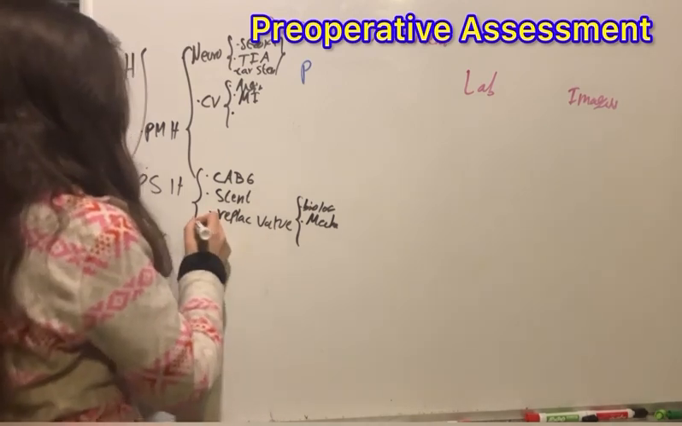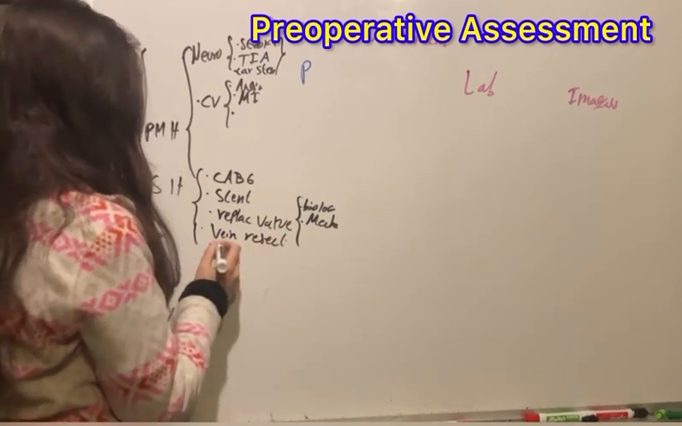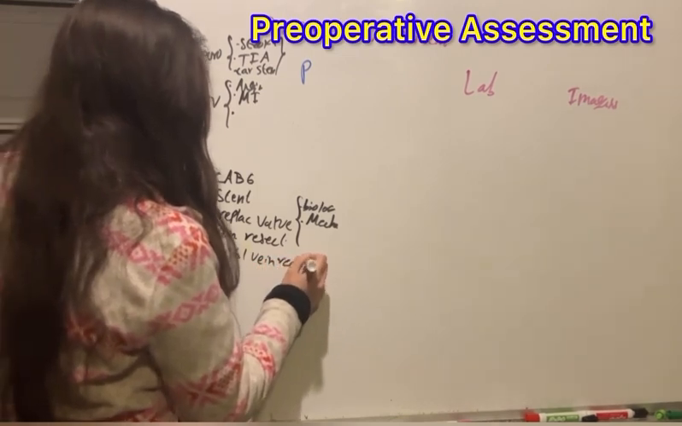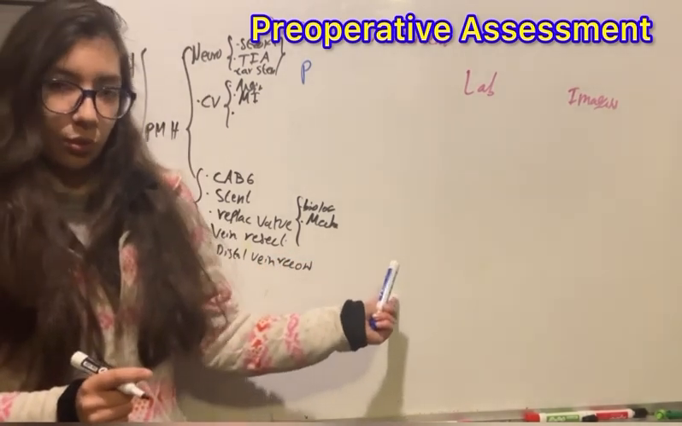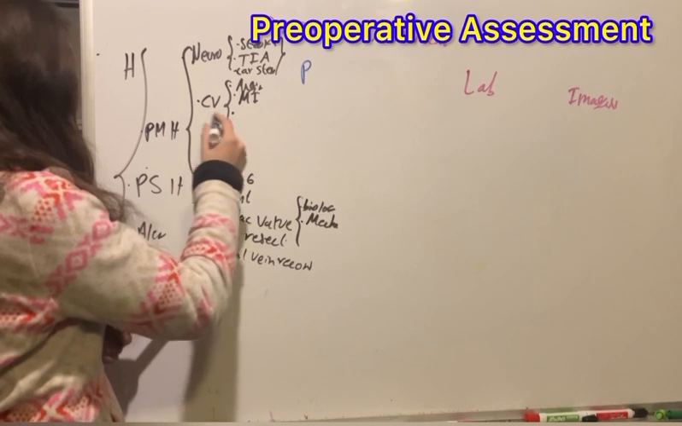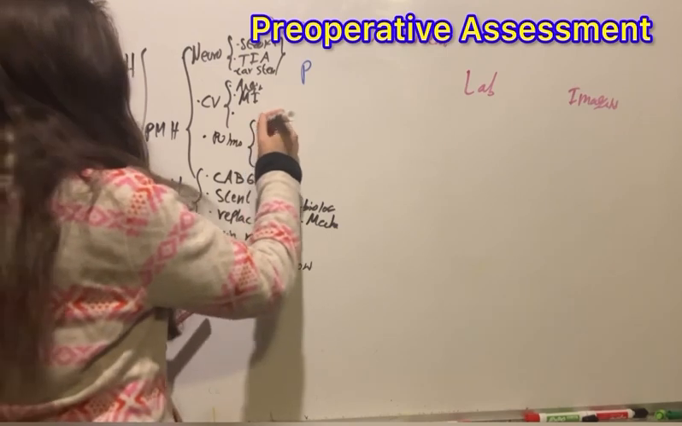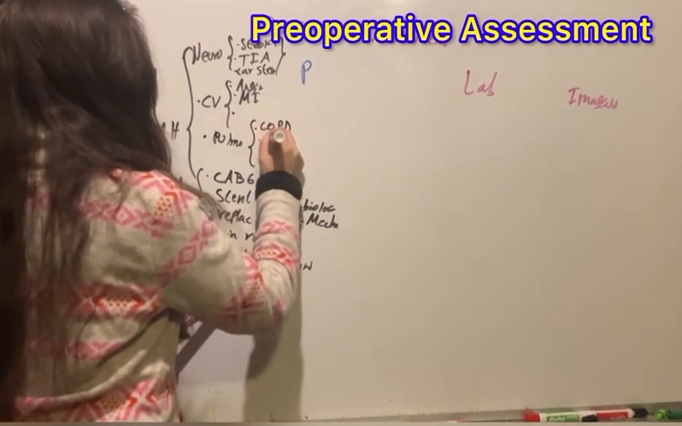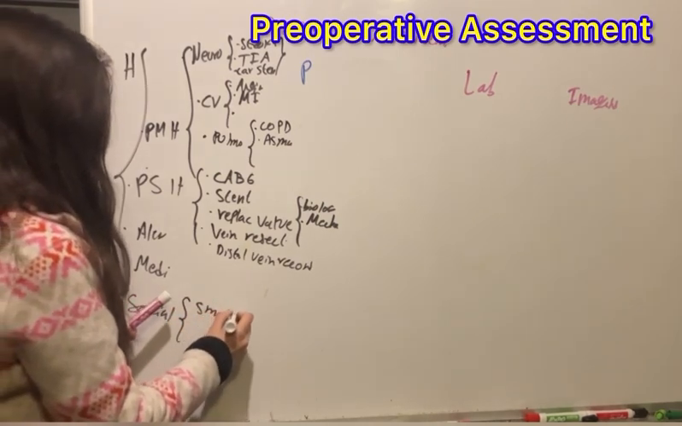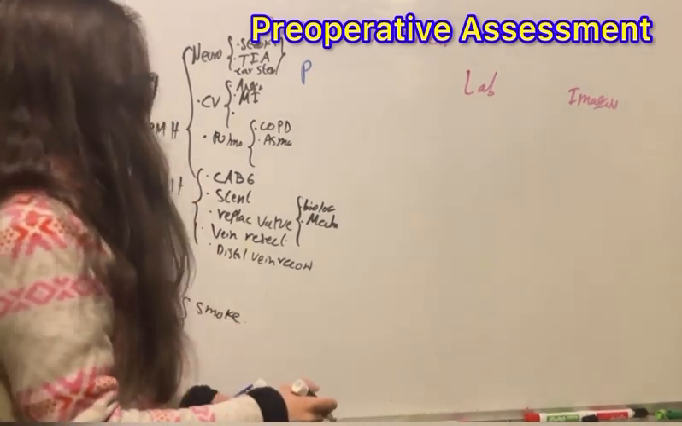We also evaluate for peripheral veins. So if the patient has had vein resection or distal vein reconstruction, this can alter the cannulation we use for veins. Then we ask about pulmonary history. So if the patient has COPD or asthma, here we are also concerned about whether the patient smokes or not, because obviously this is going to increase morbidity and mortality.